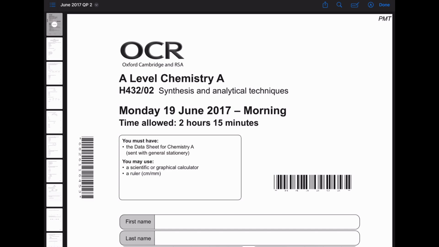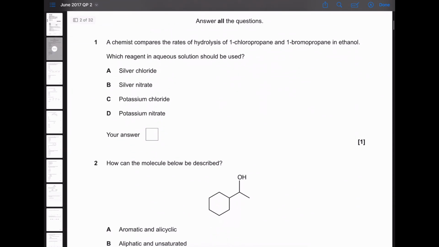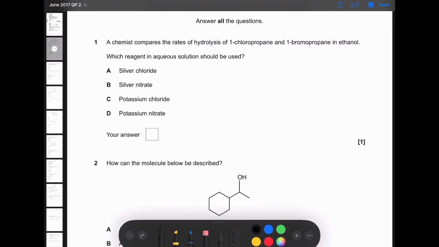Let's get going. So our first question: a chemist compares the rate of hydrolysis for 1-chloropropane and 1-bromopropane in ethanol. Which reagent in aqueous solution should be used? Well, if we're testing for our two halogens, our haloalkanes, then we're going to be looking at silver nitrate, which is B.